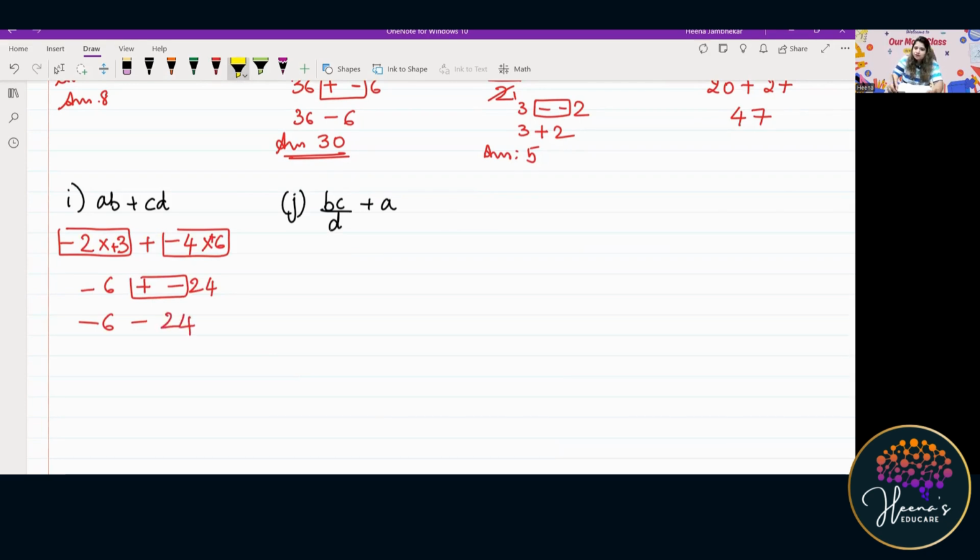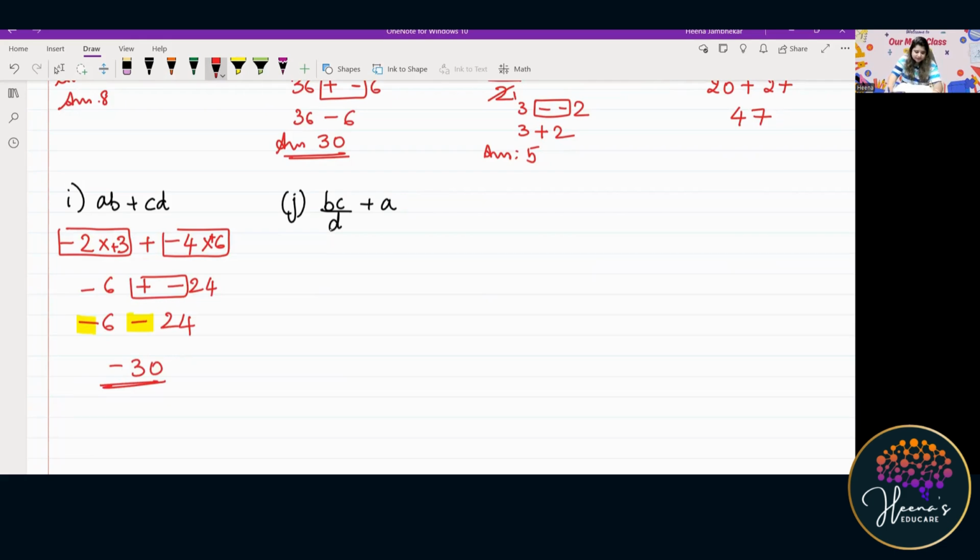Do you have same signs or different signs? We have same signs. So for same signs, what do you do? You add. So if I add 6 plus 24 gives me a 30, and you put the sign of the greater number, which is 24, and the sign of the greater number is minus. So your answer is minus 30. Let's move on to the next one.